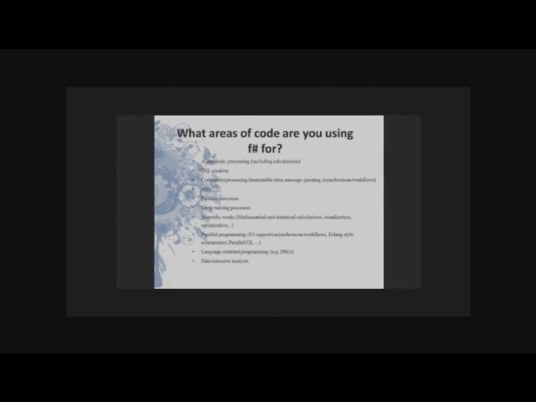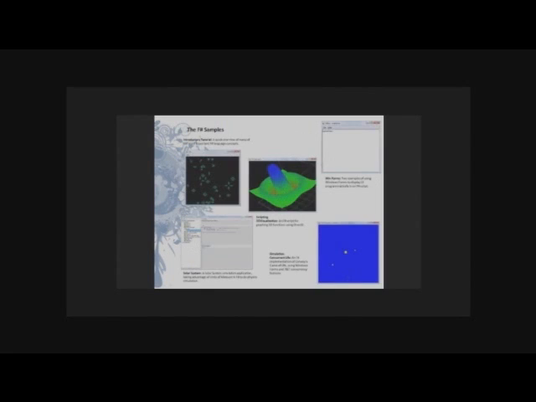What areas of code are you using F# for? Algorithmic processing, including calculations, DSL creation, concurrent processing, immutable data, message queuing, asynchronous workflows, parallel execution, long-running processes, scientific work, parallel programming, language-oriented programming, for example DSLs, and data-intensive analysis. Here are some of the F# examples.